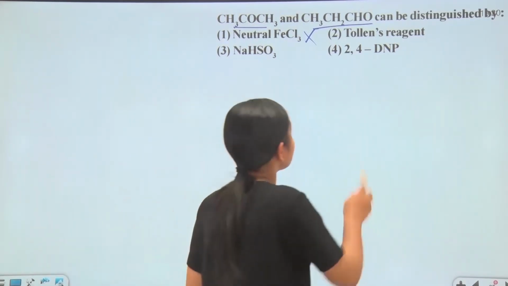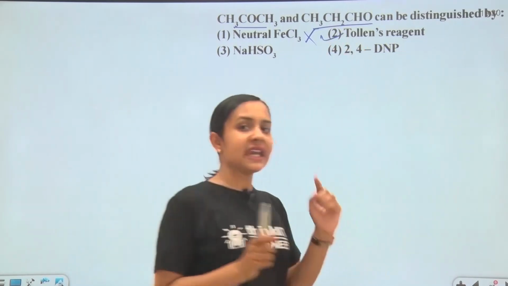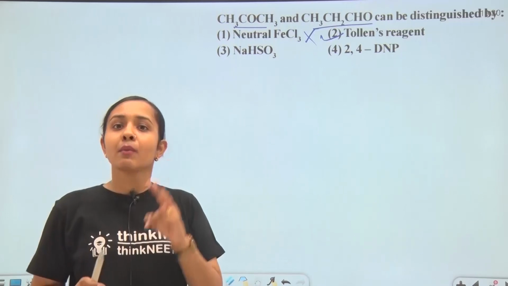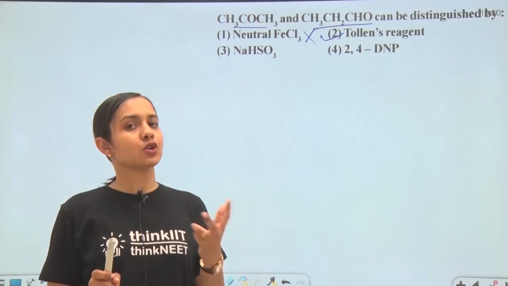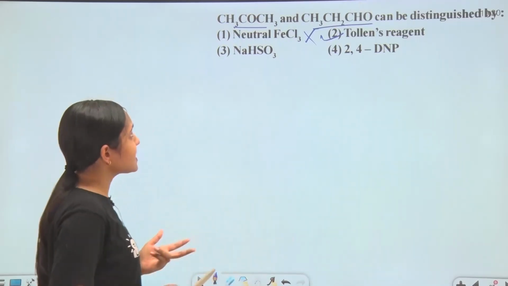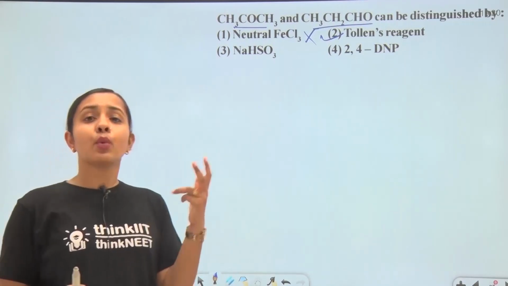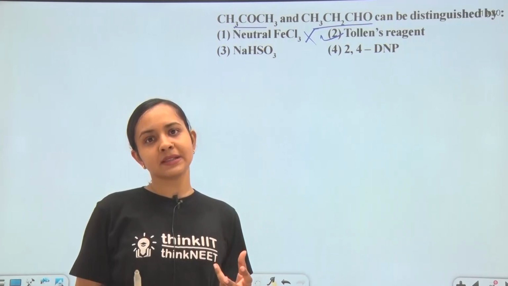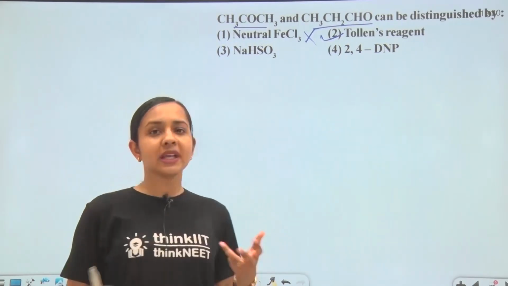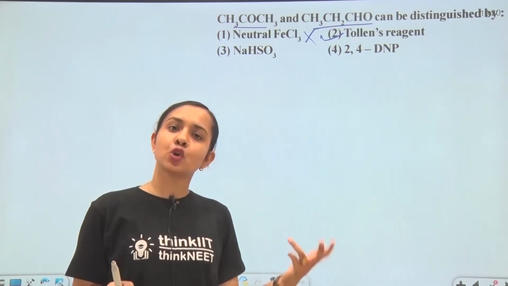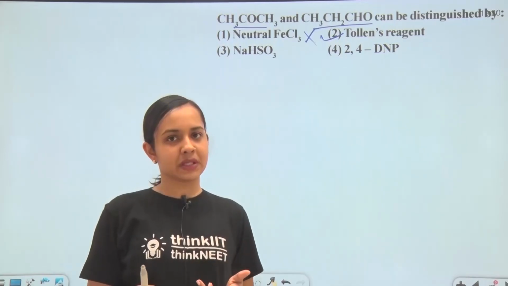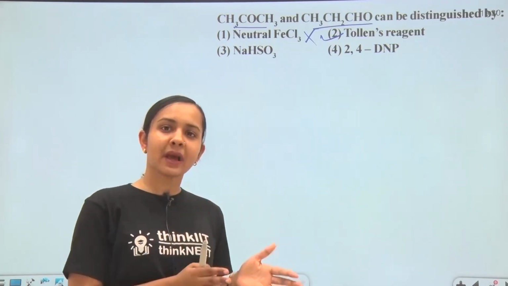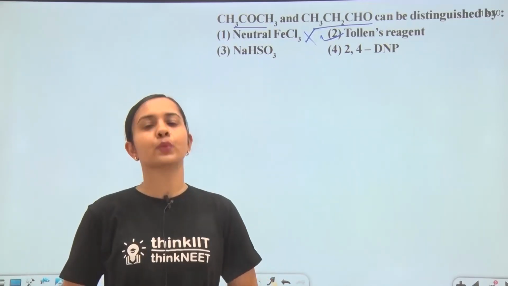So option 2 is the correct answer. By Tollens reagent, we can identify the ketone and aldehyde in a mixture, right? Because the aldehyde gives the Tollens test but the ketone will not. Next is the sodium bisulfite test. Carbonyl compounds, both ketone and aldehyde, can give the sodium bisulfite test. Next is the 2,4-DNP test. So yes, aldehyde and ketone both will give us the 2,4-DNP test, right? So only Tollens reagent is the correct answer, which is given by the aldehyde but not by the ketone. Thank you.